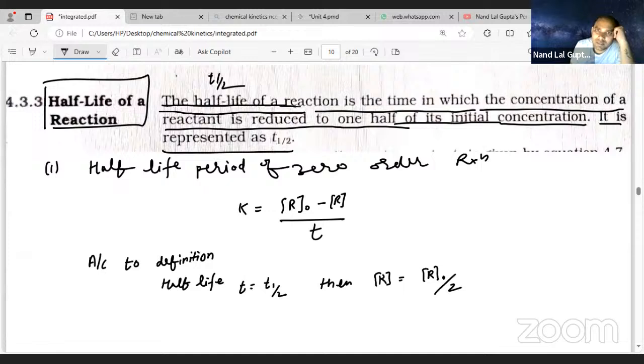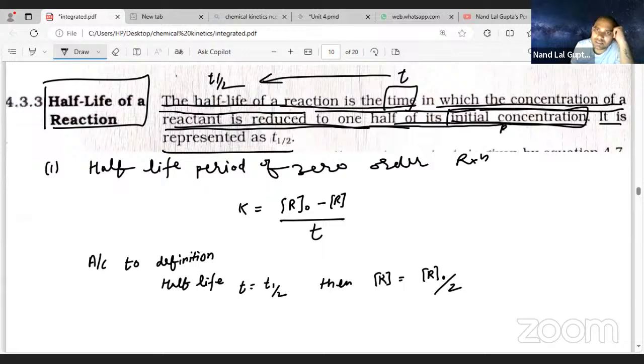If the time T becomes T half, the concentration of reactant is reduced to half of its initial concentration. What is the initial concentration? Initial concentration is R naught, and this is reduced to one half, meaning divided by two. So when T is equal to T half, R is equal to R naught by 2.